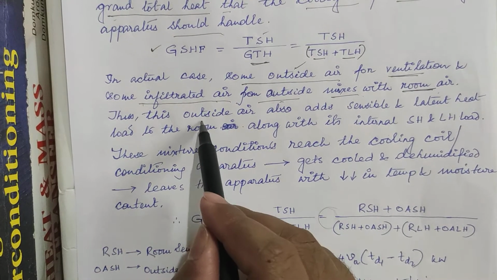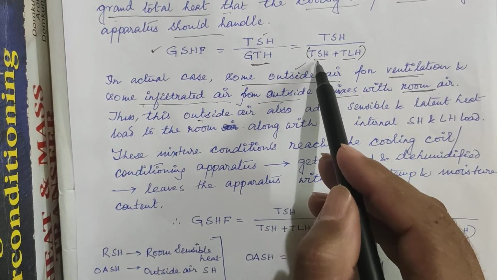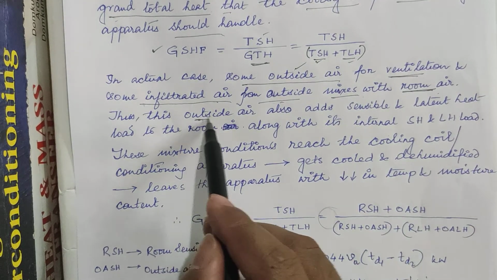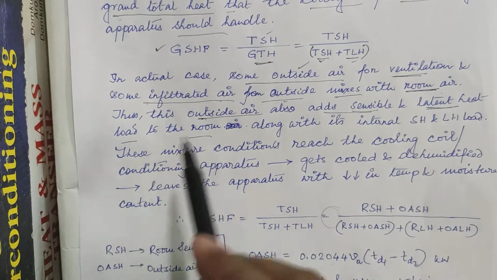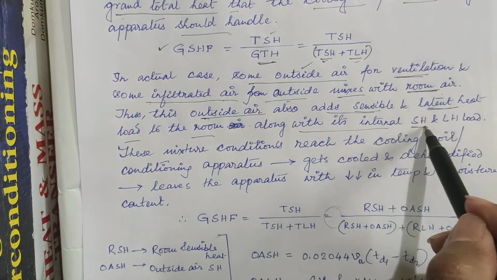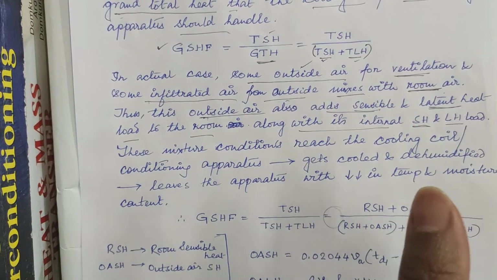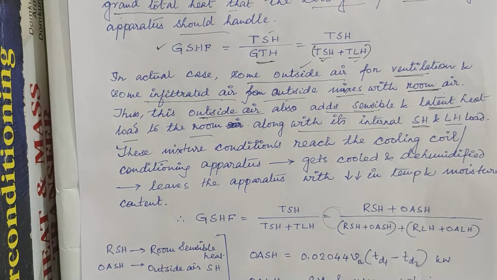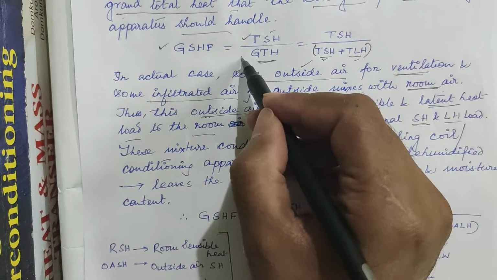Now just like the room air, which has the capacity of taking both sensible heat and latent heat, the outside air also adds some sensible heat as well as some latent heat load to the room, along with its internal sensible heat and latent heat. So if we add the sensible heat and latent heat portions of both the room air and the outside air, then we get the concept of total sensible heat and grand total heat.